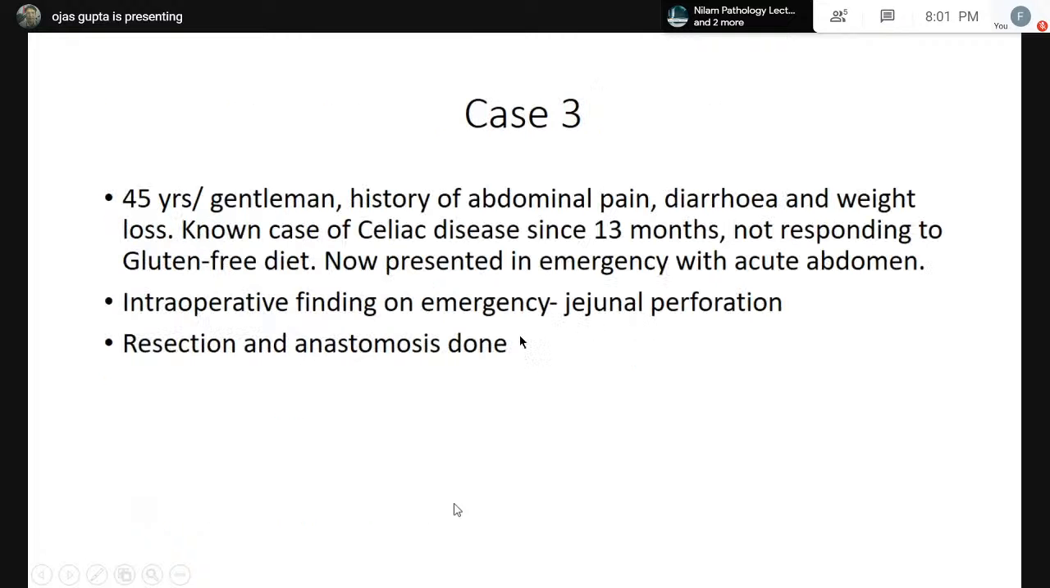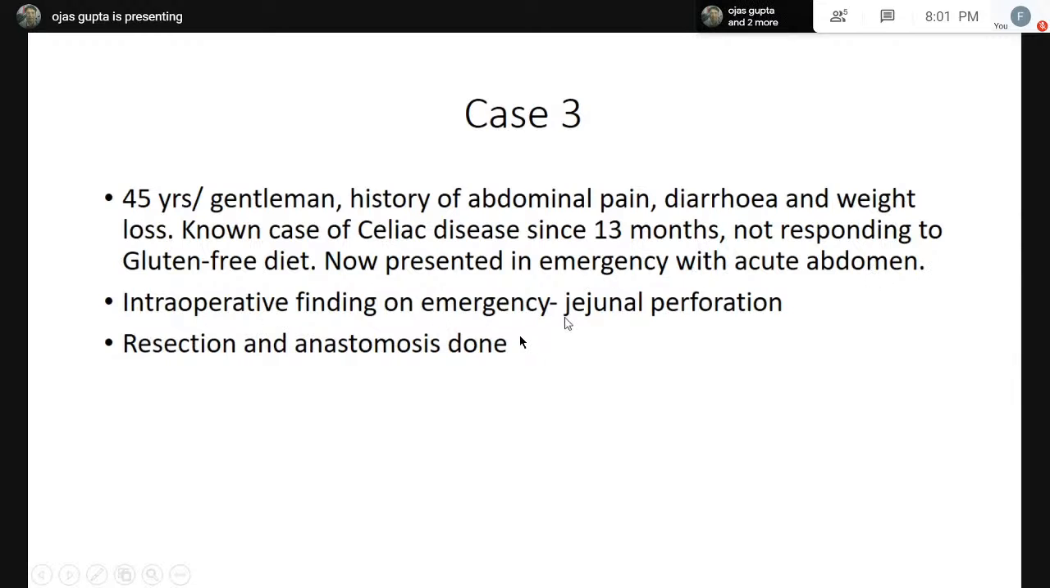After this, we move on to the third case. Now we have a 45-year-old gentleman with a history of abdominal pain, diarrhea and weight loss. He was a known case of celiac disease for 13 months, so there is already some gastric pathology present for a long duration, and he is not responding to a gluten-free diet. Now this patient presented in the emergency with acute abdomen.